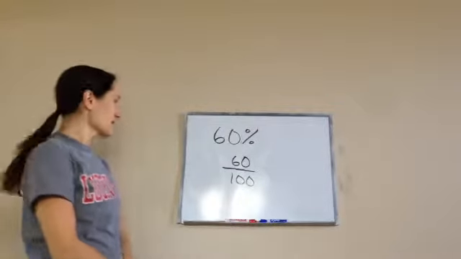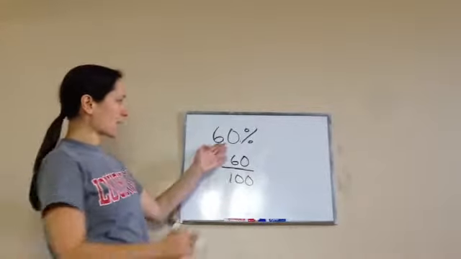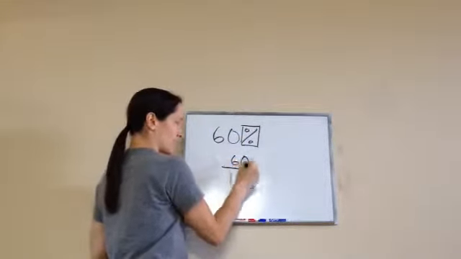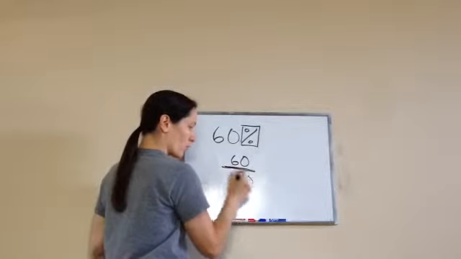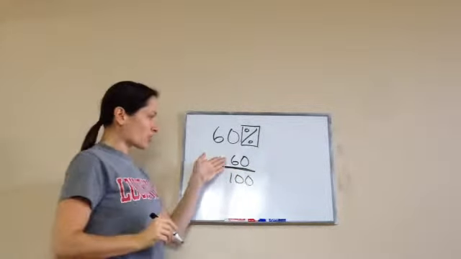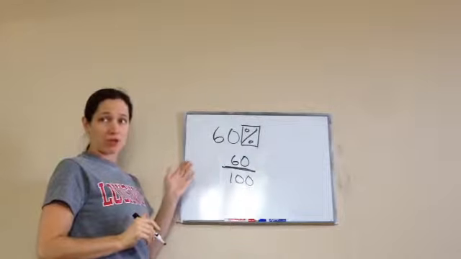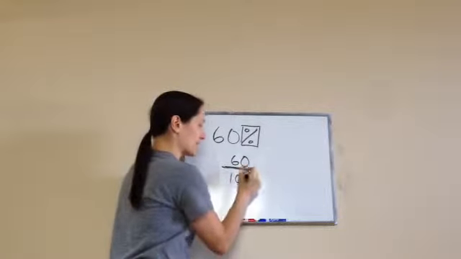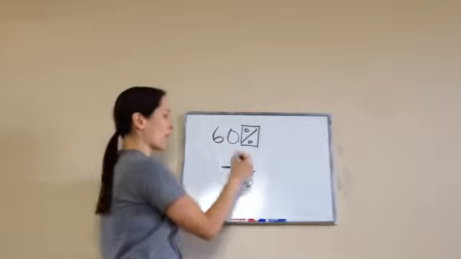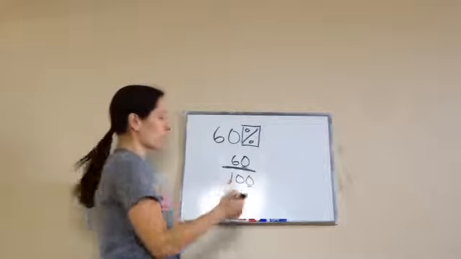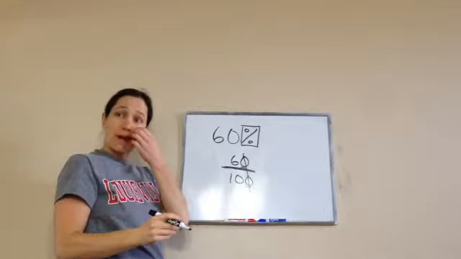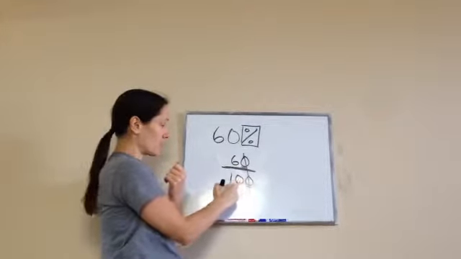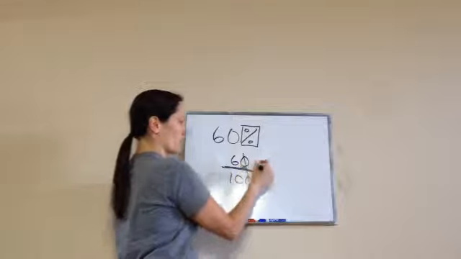As I was saying, 60 over 100 is the same thing as 60%, because this means per 100. Now, you can't just leave a fraction like this. You have to reduce it. So what is an easy way to reduce this if it ends in zeros? Knock them out, which is basically dividing them by 10. 60 divided by 10 is 6, and 100 divided by 10 is 10. So now the new number is 6/10.